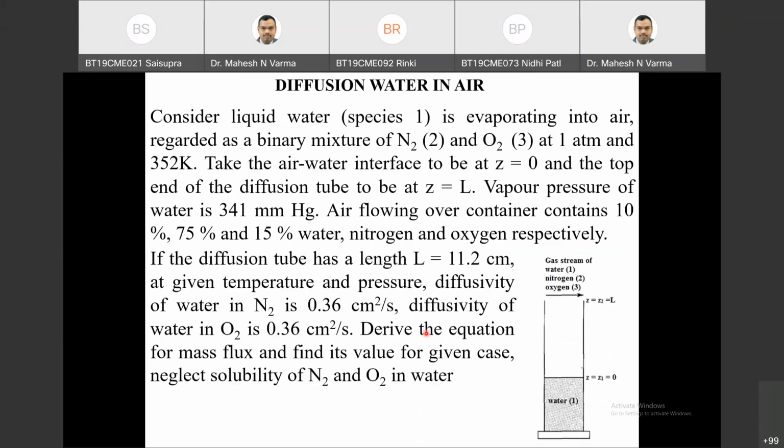Now solve this problem based on whatever formula we have derived. Solve this problem. I have given you the modified or renamed flux profile and concentration profile, because here Z1 equals 0 and Z2 equals L.